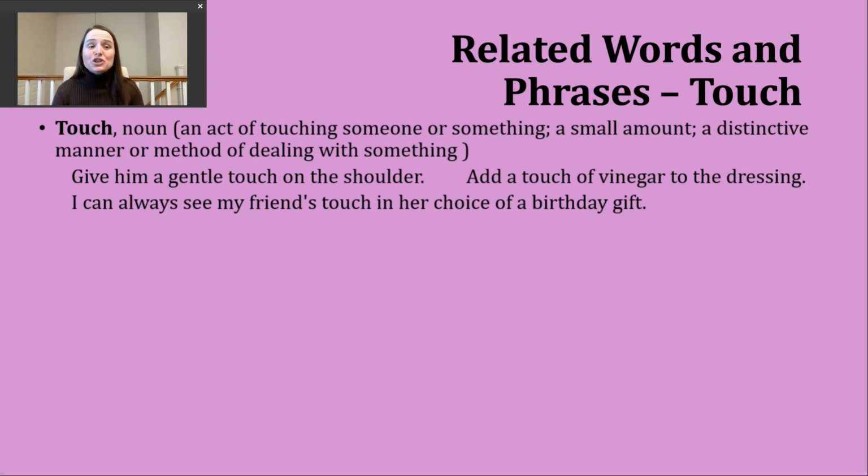A third way you'll hear touch used is to refer to a distinctive manner or a method of doing something or dealing with something. An example of this might be, I can always see my friend's touch in her choice of a birthday gift. So, what I might be describing here is this friend does something unique, something special on birthdays or when it comes to giving gifts. It's not like here's a gift card, right? Or just here's a card. Maybe this person makes something, right? And that is what makes it distinctive or unique.